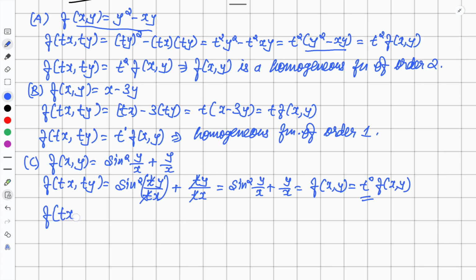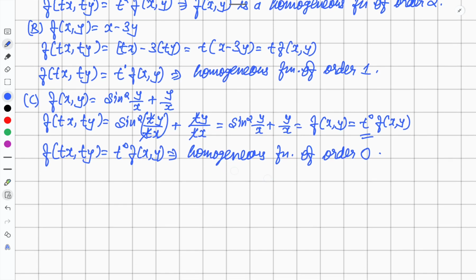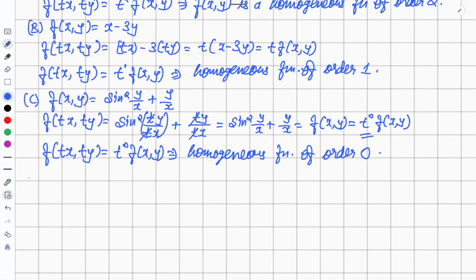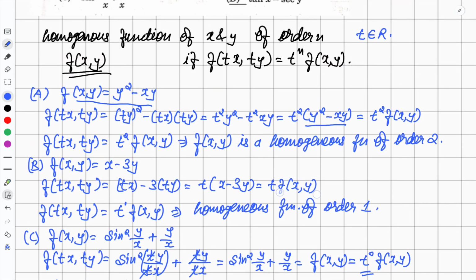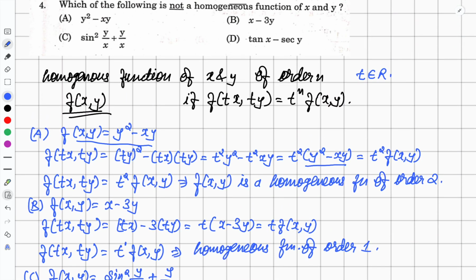So we just saw that we can write f of tx and ty is equal to t raised to power 0 f of xy. So this is also a homogeneous function, sorry, not equation, function of order 0. Normally, if you don't have time, this means that D is the last option and that is the correct option. But since we have all the time, I'm just making a video on YouTube.